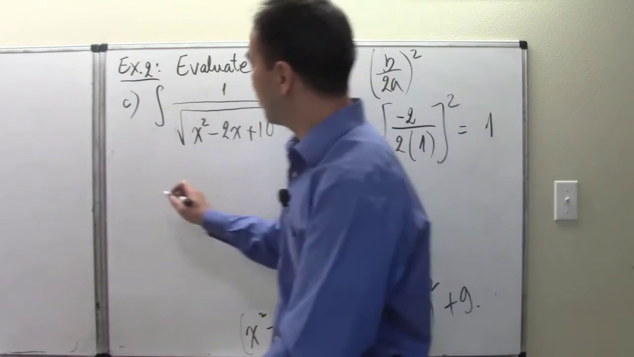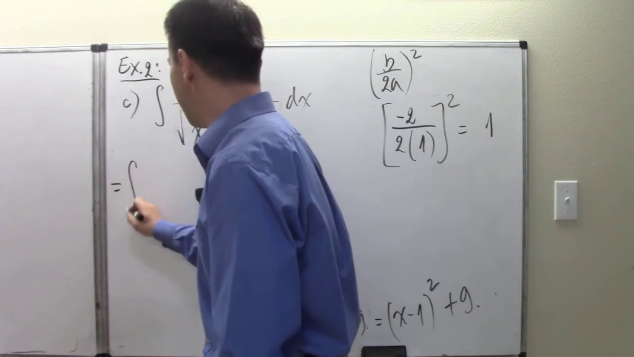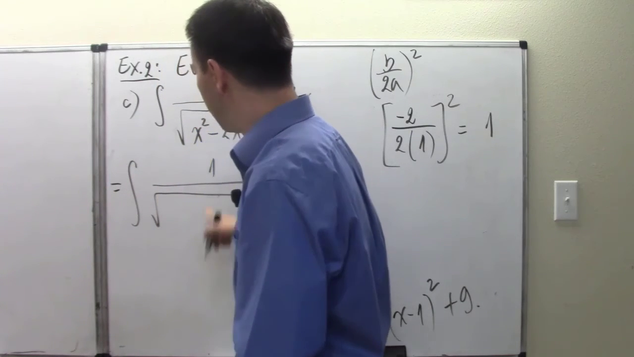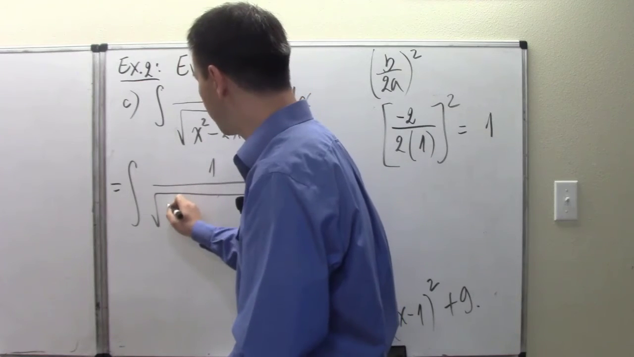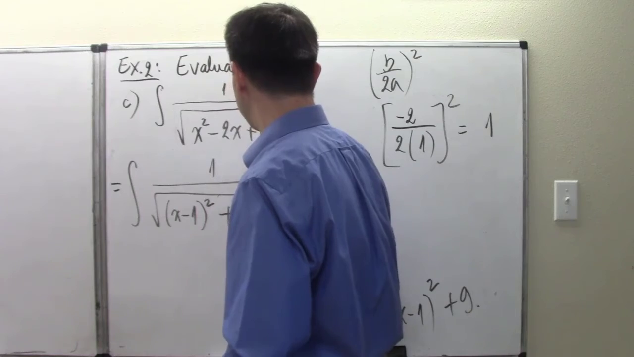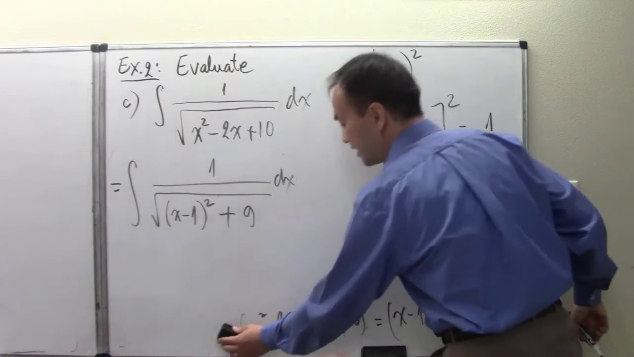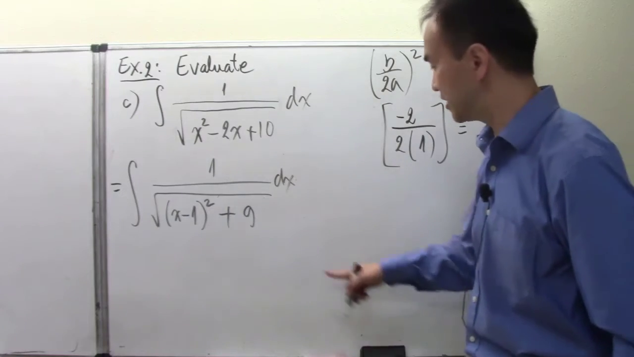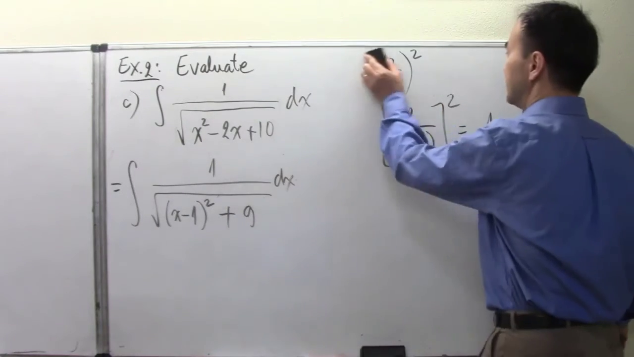So my integral gives me the following. After so much algebra explanation, here I'm looking at 1 over the square root of x minus 1 all squared plus 9, with a dx. Okay, so now, ladies and gentlemen, have some good thought about this.